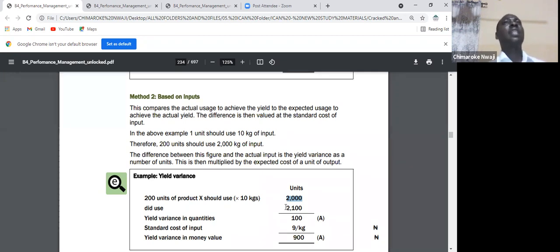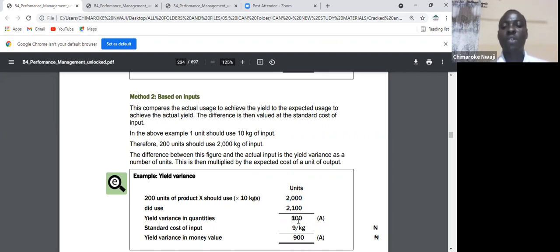When you check your standard and your actual, if your actual is higher than your standard, you have an adverse variance. If it's lower than your standard, you have a favorable variance. So the input method seems to follow that. Whereas in the output method, you are looking at a cutoff: if you go below that cutoff, you have an adverse, and if you go above that cutoff, you have a favorable variance. So whichever makes sense to you.